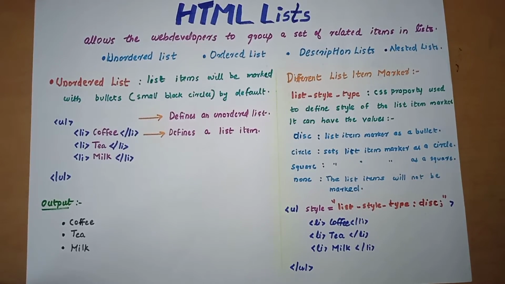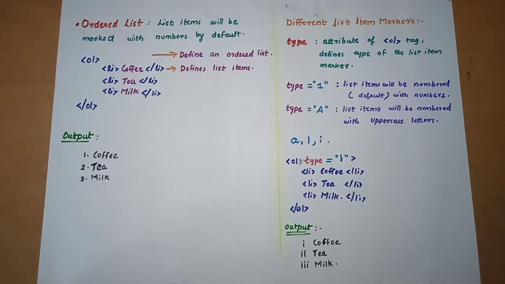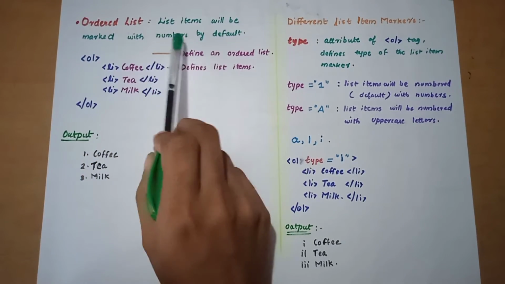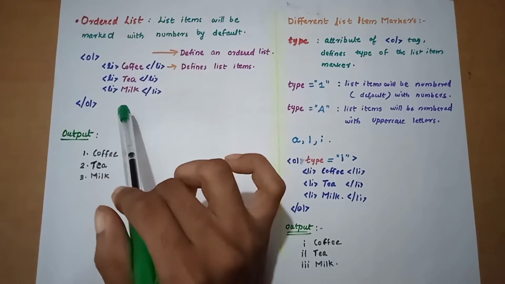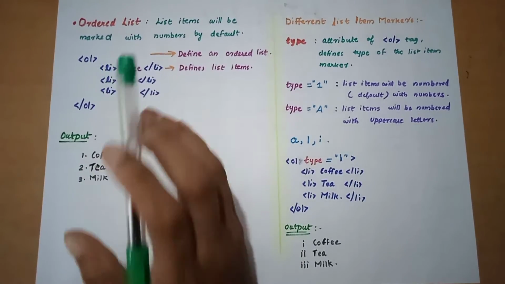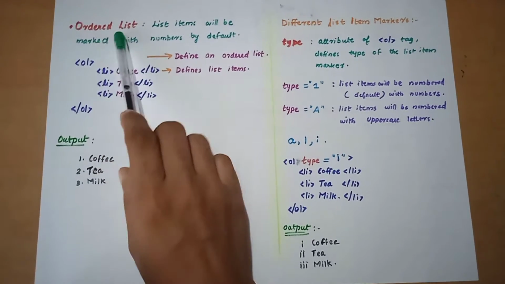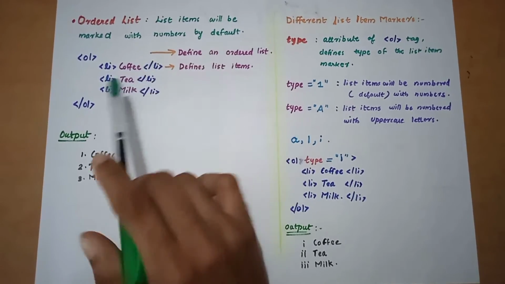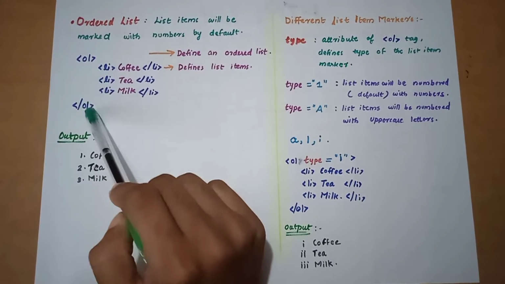So let's jump into our next one, that is the ordered list. An ordered list marks its list items with numbers by default. In the unordered list, we saw that every list item is displayed with bullets. Here, when we use the ordered list, we represent them in numbers by default.